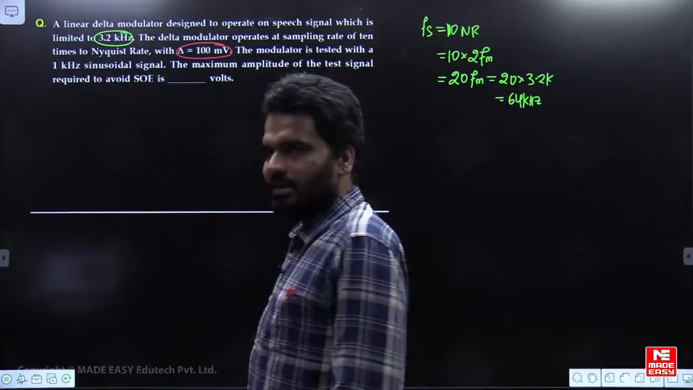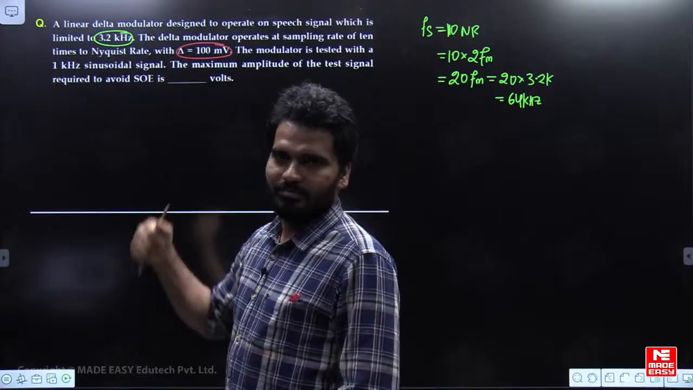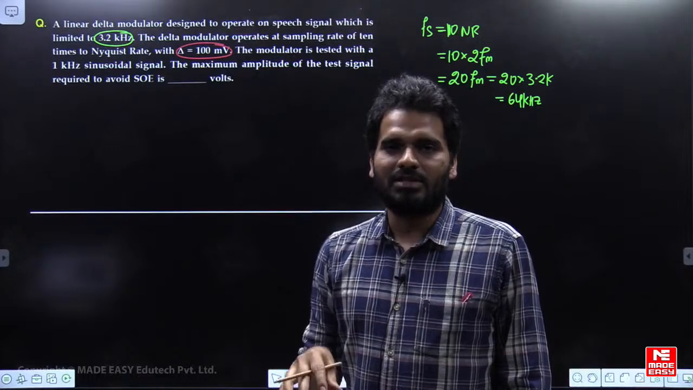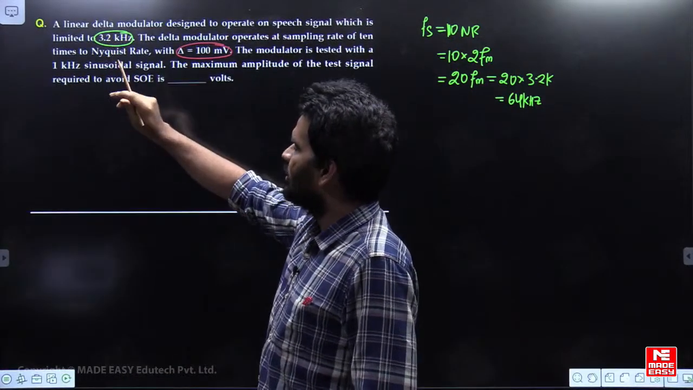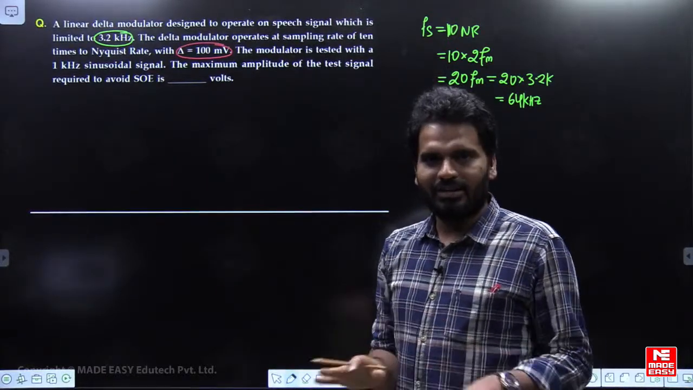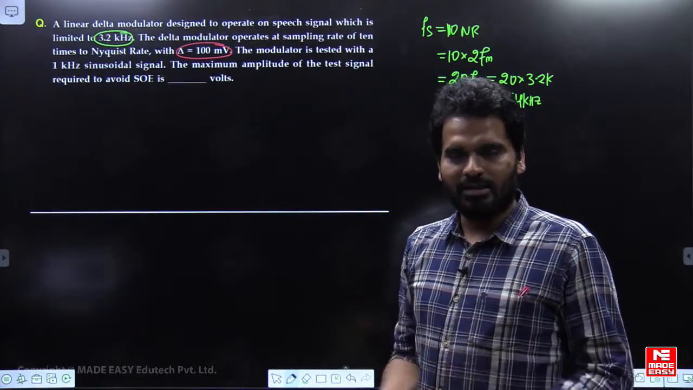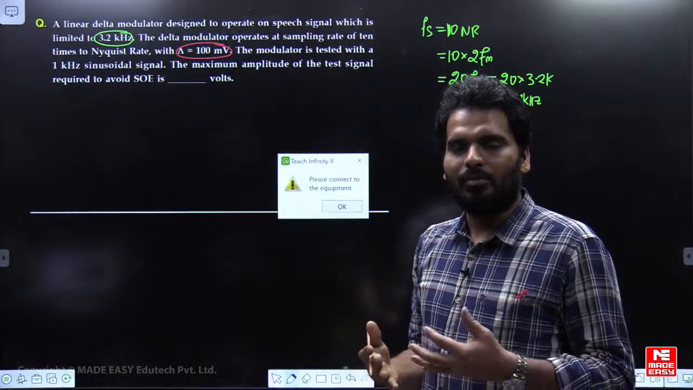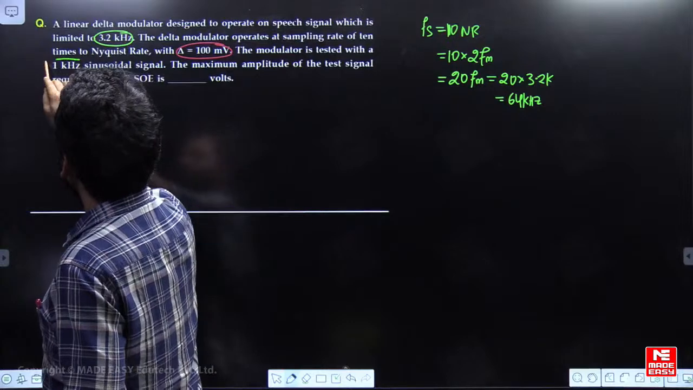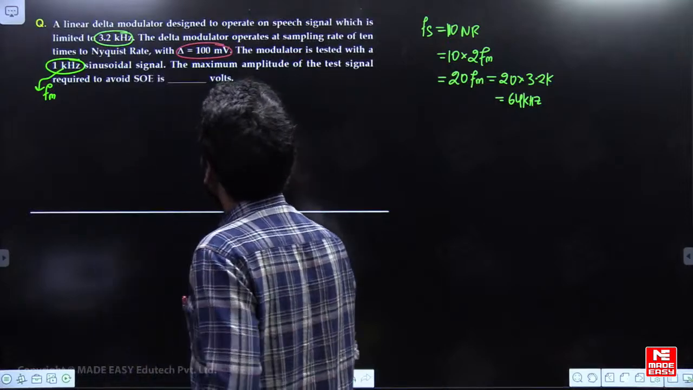Actually here the delta modulator is designed to operate on a signal which is band limited to 3.2 kilohertz. But the delta modulator which is designed for this signal, I am going to test with some other signal. So we already designed the delta modulator, and that delta modulator now I'm going to test with some other input signal. And what is that other input signal? That is a 1 kilohertz sinusoidal signal. What is the frequency of the signal? I'm denoting it with fm.